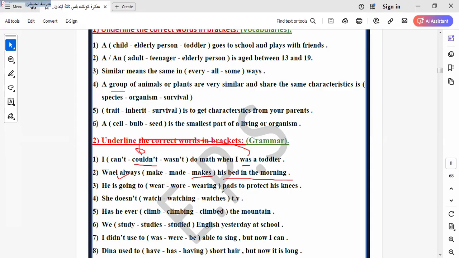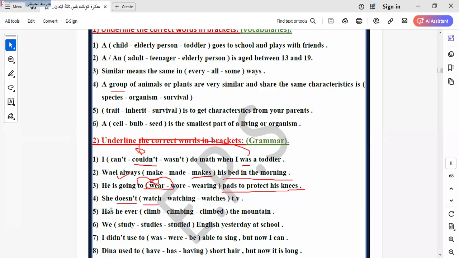He is going to space bands to protect knees. To where you are clever pupils. Here we have to, and here we have the infinitive form. She doesn't. So as we told you, when we have doesn't, no and didn't, the verb must be returned to the infinitive form.